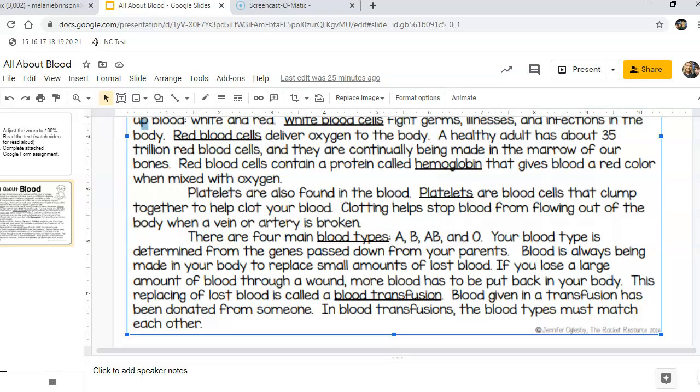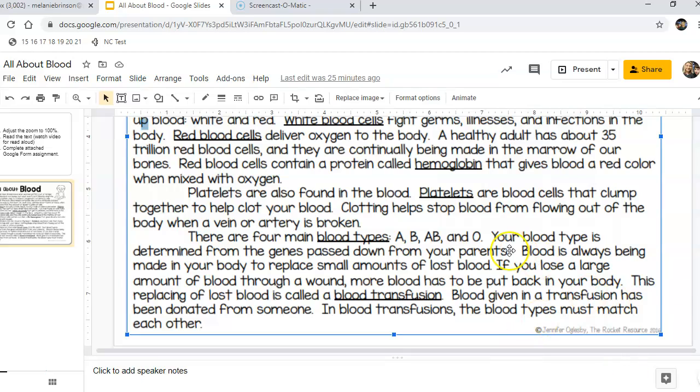In blood transfusions, the blood types must match each other. I could go on probably for 15 minutes talking about the importance of blood type matching, but just know that if you receive the wrong blood type, your body is going to violently react to that wrong blood type. And in a lot of cases, those people die.